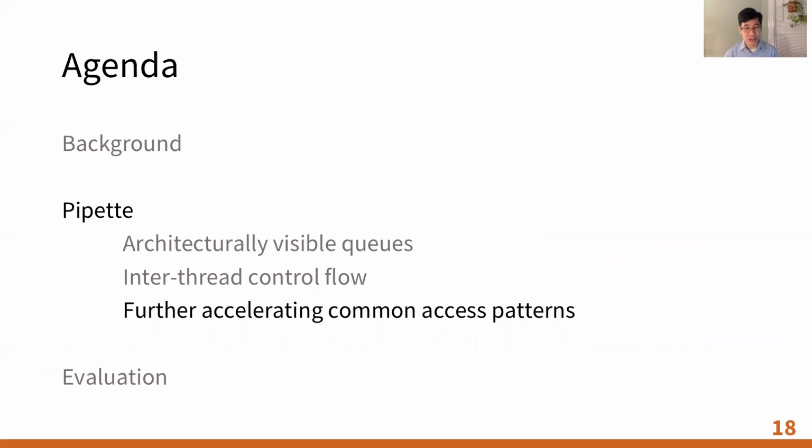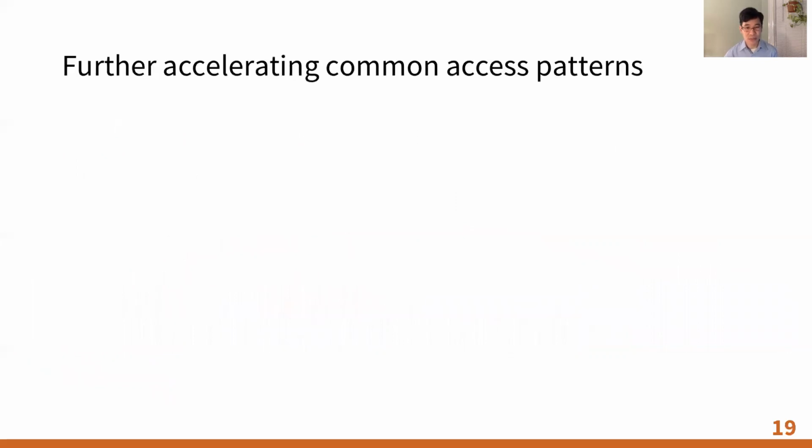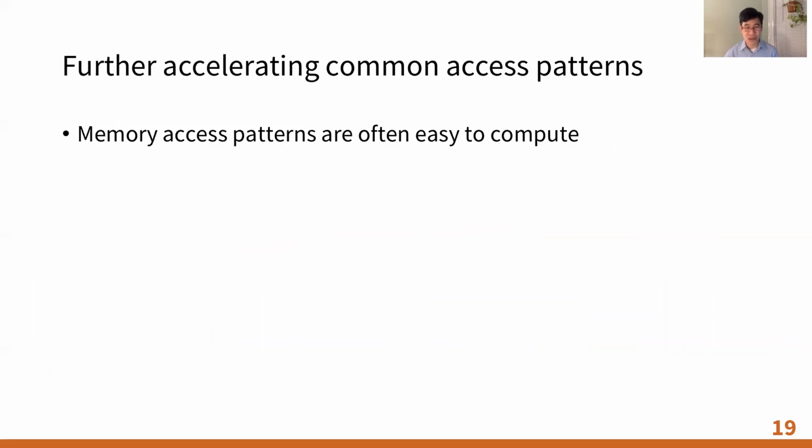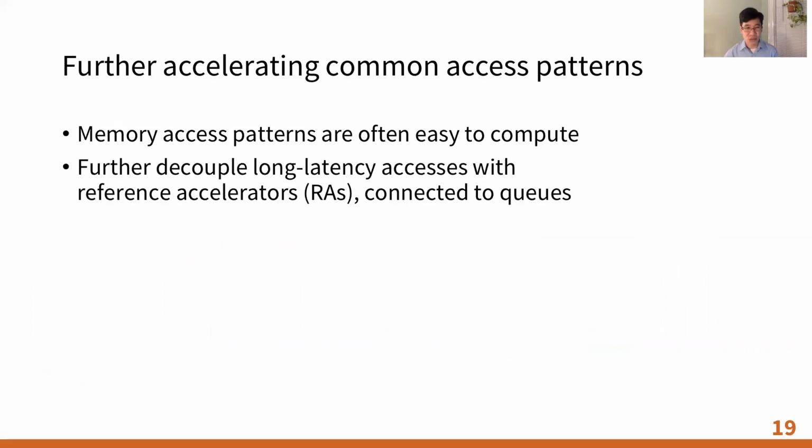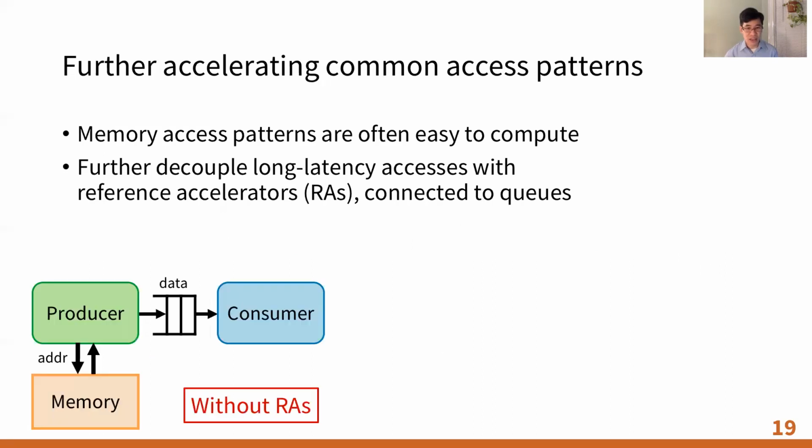Pipette also further accelerates common access patterns. We observe that memory access patterns are actually easy to compute, even if they result in long latency accesses. So we can further decouple these long latency accesses with reference accelerators, or RAs, which integrate into the existing queue interface provided by Pipette. On the left-hand side here, I'm showing the case without RAs, in which the producer sends an address to the memory and then queues the data to the consumer after receiving that value.